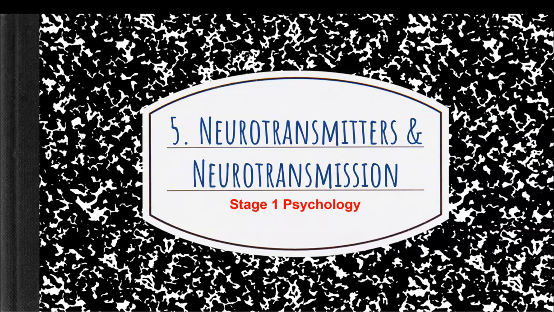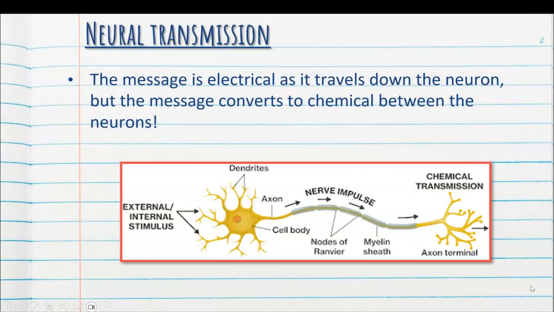Hi everybody, and welcome to this revision video where I go through neurotransmitters and neurotransmission as part of the neuropsychology topic for stage 1 psychology. Let's get started. In my previous video, I went through the parts of a neuron. Extending from that, this video is all about how this transmission process takes place through the different neurons in our body: the sensory, the motor, and of course the interneurons as well.